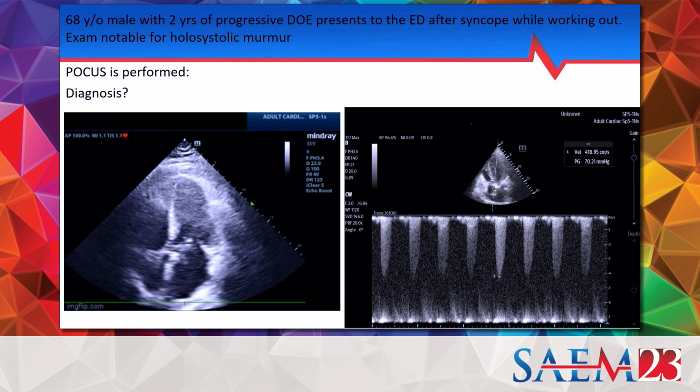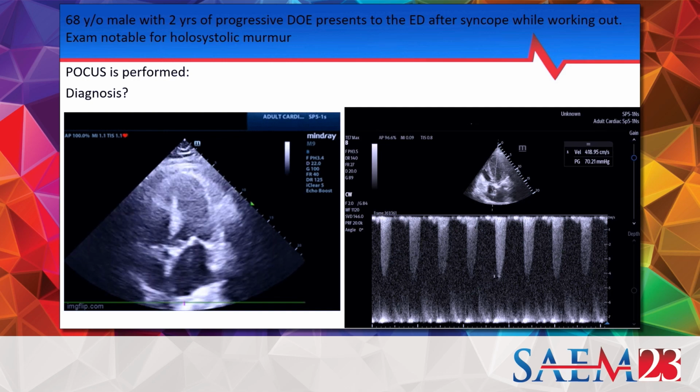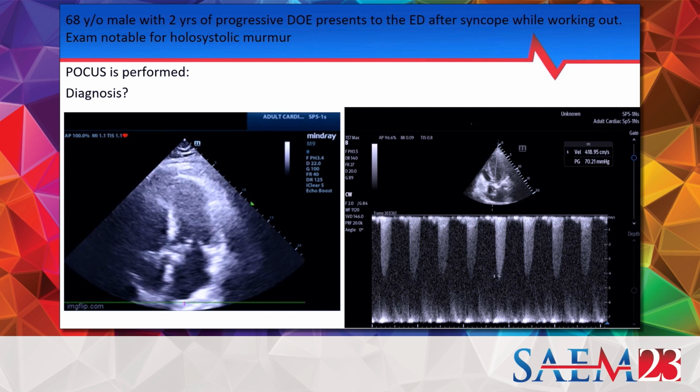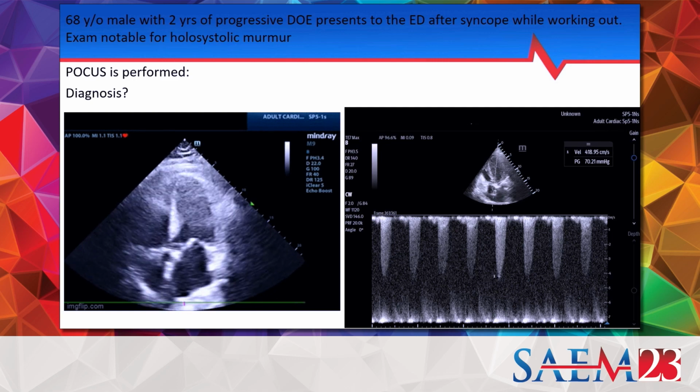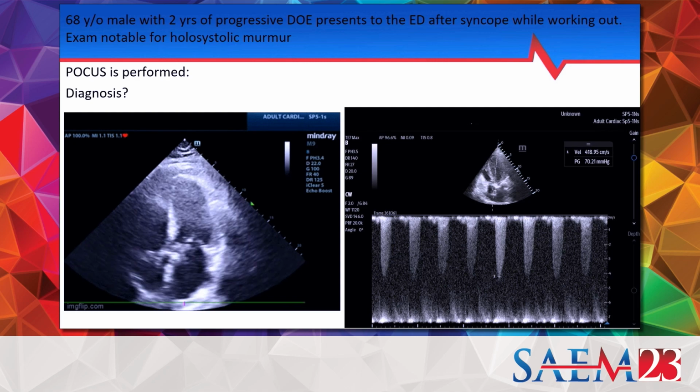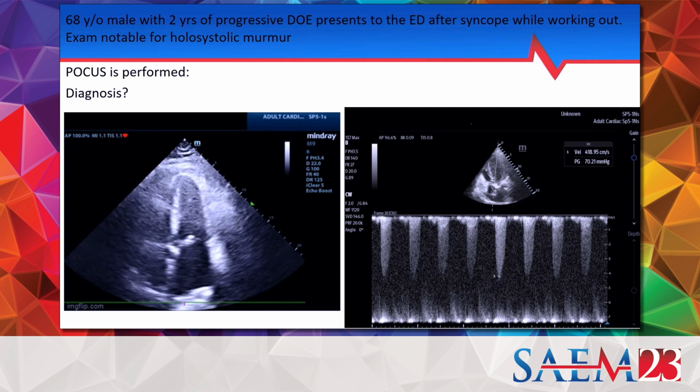So as you can see, we're in our apical 5-chamber view. We have the aortic valve here. It's fairly hyperechoic. You're not really seeing the leaflets move very well. So this should hone you into the possibility this patient has aortic stenosis.